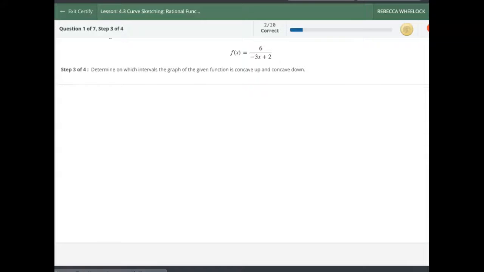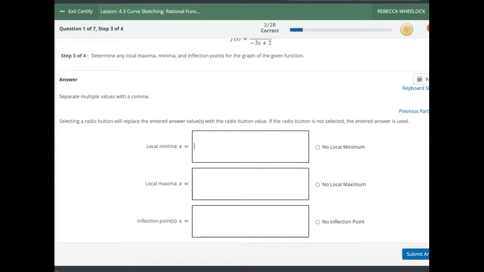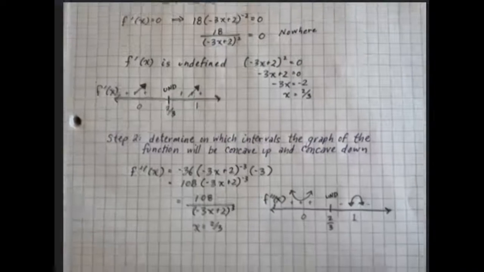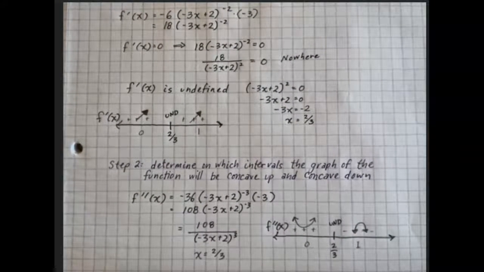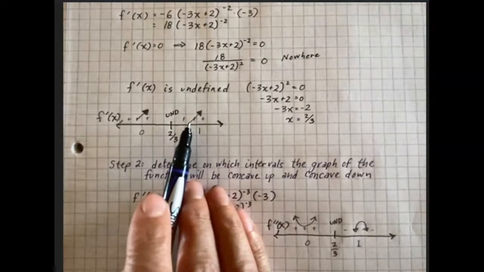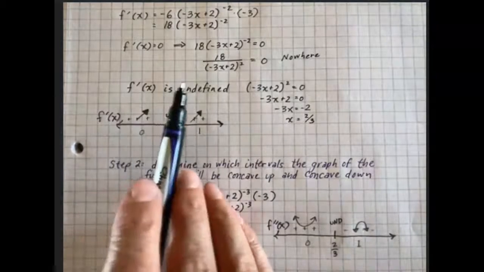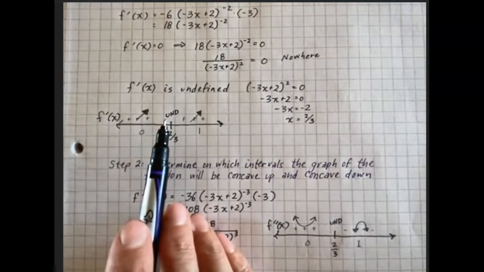All right, what's the next piece? Now they want us to see the maxima, minima, and inflection points. So let's go back and look at our page. Let's first consider maximum and minimum points. Remember, this function is increasing everywhere, so there's never a place where it goes from increasing to decreasing or decreasing to increasing, so there's no maximum or minimum points.